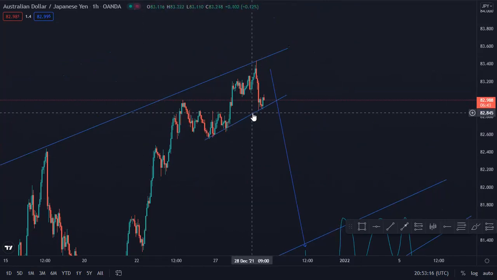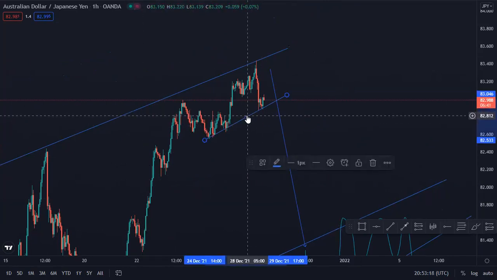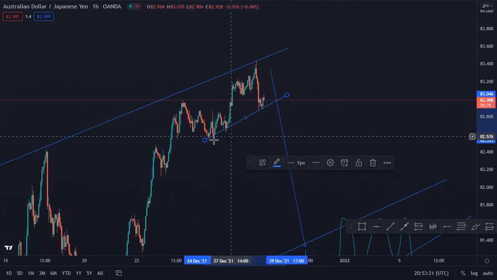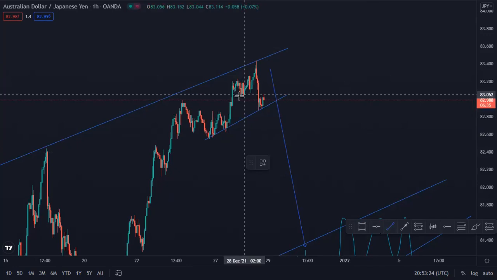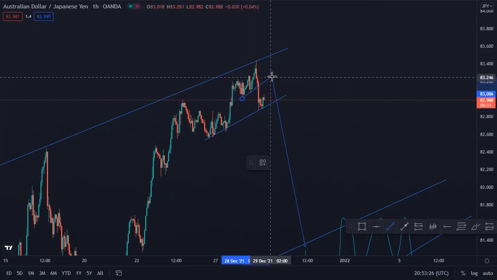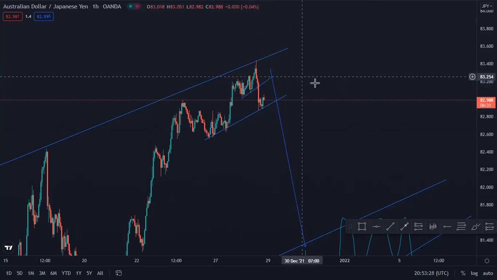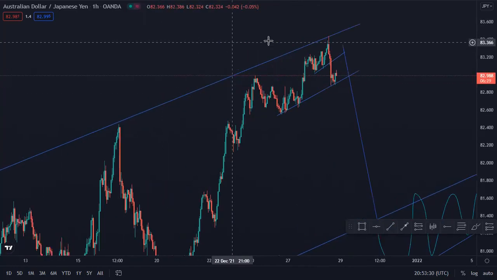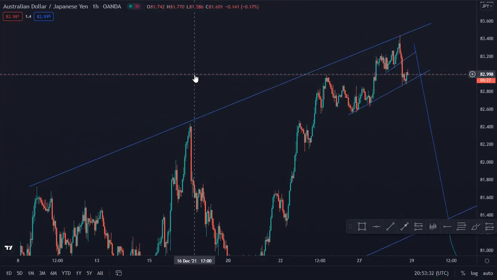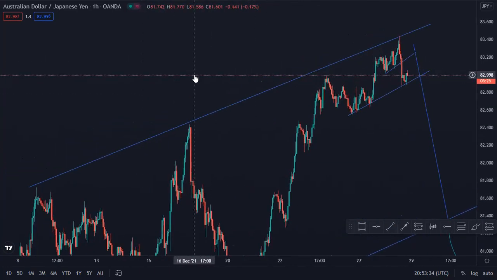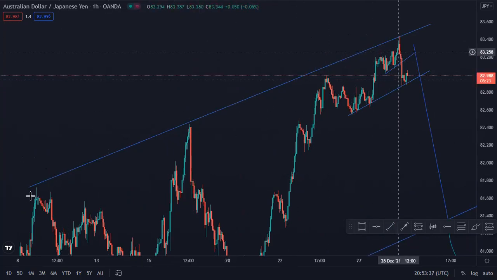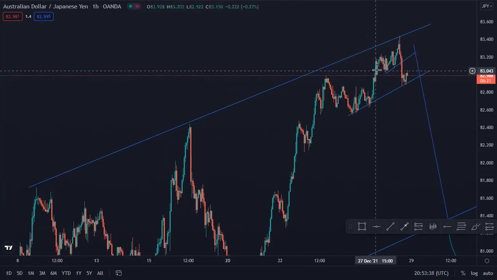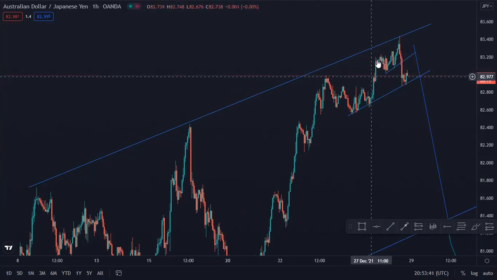And as you can see, we have a pattern here, and we also had a little small pattern here. This is a reversal pattern. Why are we calling it a reversal pattern? Because it's at a resistance level, a resistance trend line right here, as you can see, and we have a pattern here which shows that it's a reversal pattern.